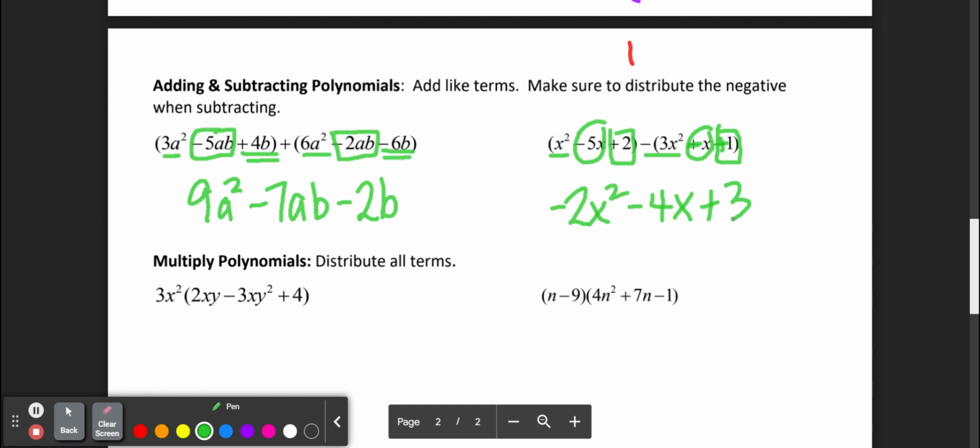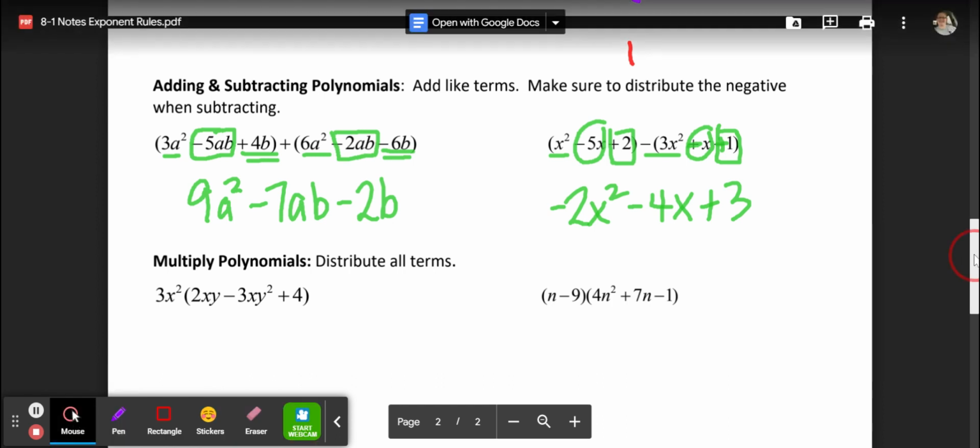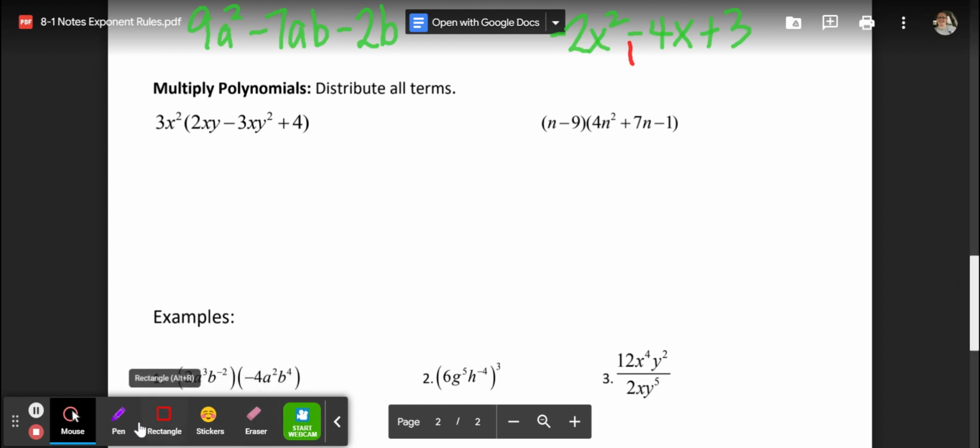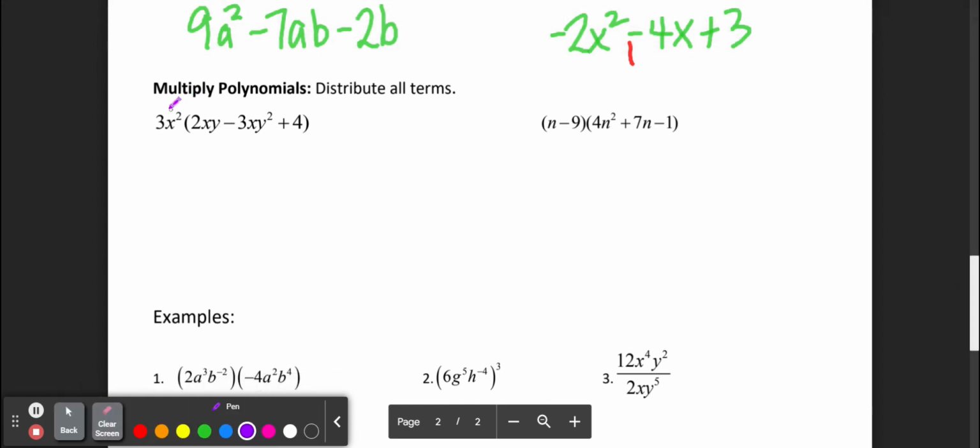All right, so that's adding and subtracting polynomials. Quick review. Now, if we are going to multiply, let me scoot it down a little. Okay, we did all of this before break. Remember, with multiplying, this is the distributive property, when you have numbers, right? This 3x squared is going to multiply times each one of these.